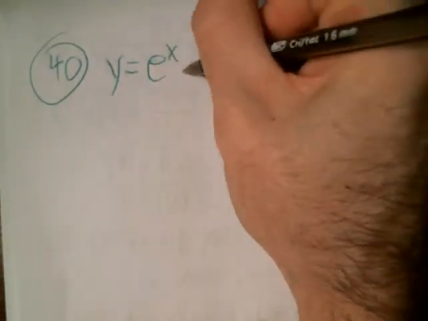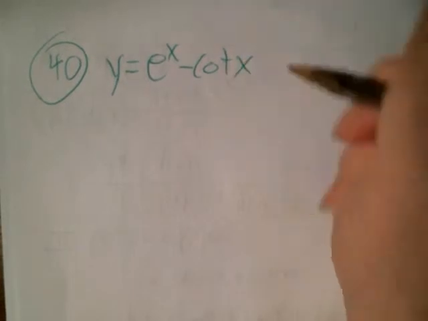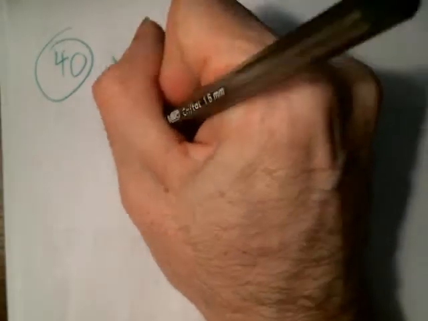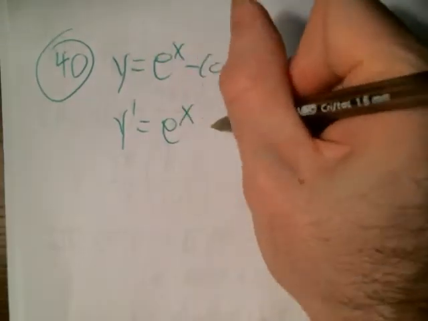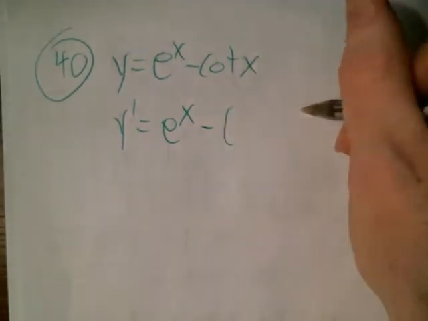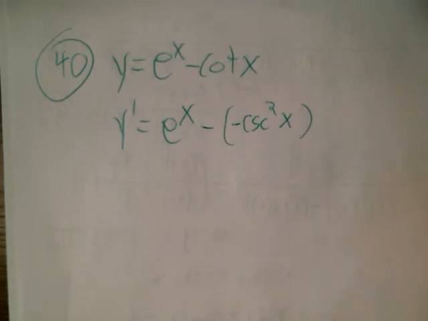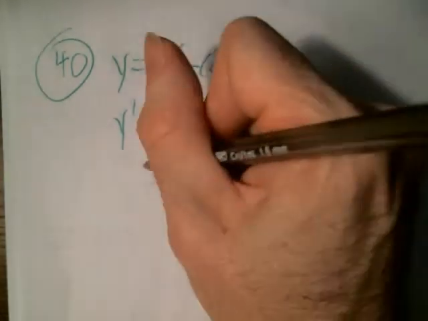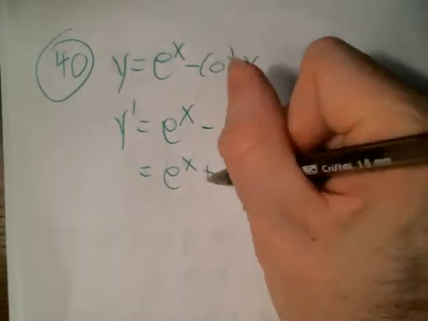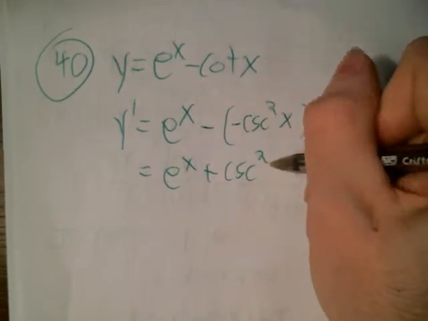Let's look at least one problem from the book. Here's number 40. y equals e to the x minus cotan x. The derivative of e to the x is just e to the x minus the derivative of cotan, which we said is negative cosecant squared x. So this is equal to e to the x plus cosecant squared x.